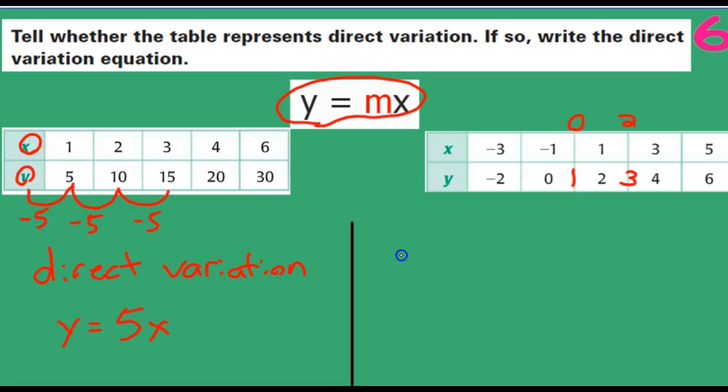This does not have direct variation because this should be 0, 0. So no direct variation.